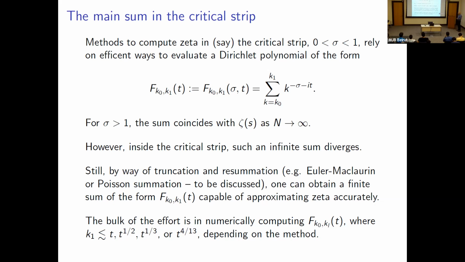But there are methods where you can actually approximate zeta still by a finite sum of this form. And this can be done using methods like Euler-Maclaurin and Poisson summation, which I will discuss today. These are the main methods I'll discuss for computing zeta today. The Poisson summation will not come up directly, but it will come up in the form of the Riemann-Siegel formula.